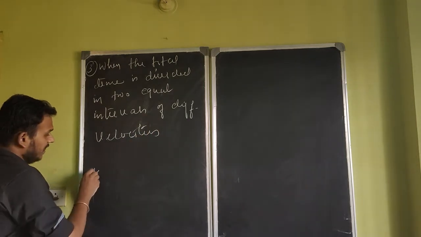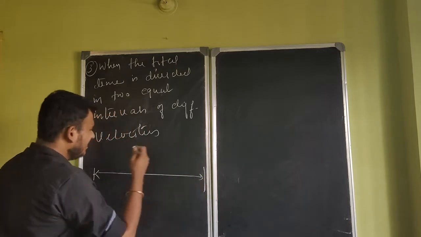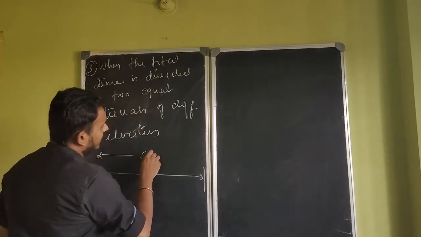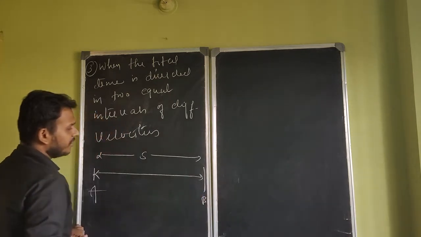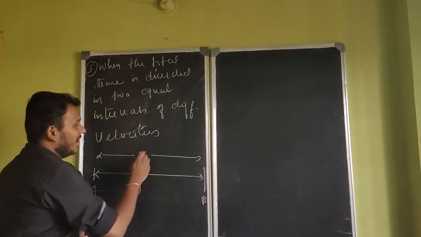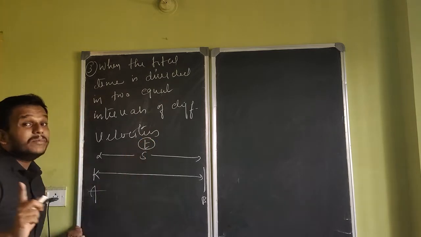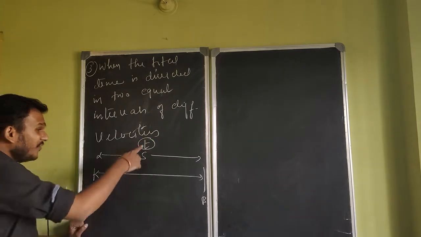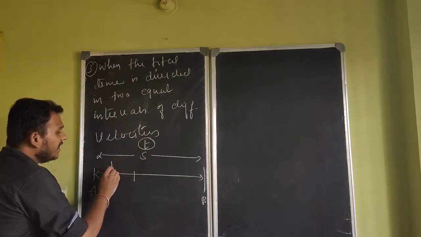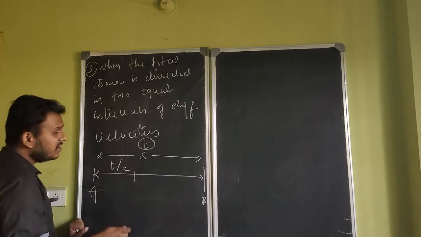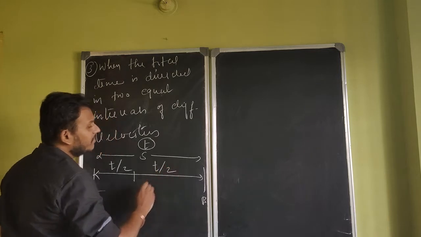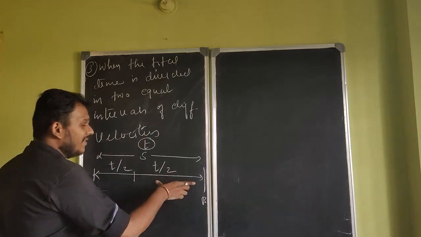meaning, let's say total displacement, again I'll start with the same thing. Total displacement, let's say, is S from point A to point B. Let's say total time required is T. Of this T, for an interval of T by 2, that particle, let's say, has traveled this much distance, and in the remaining interval of time of T by 2, let's say the particle has traveled that distance.